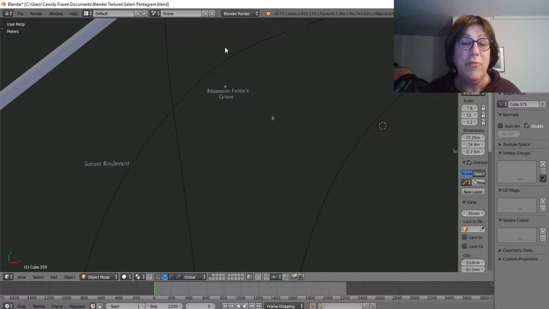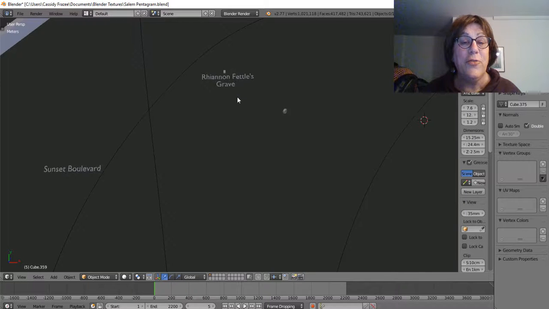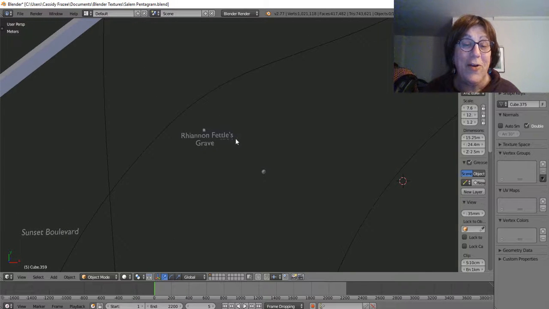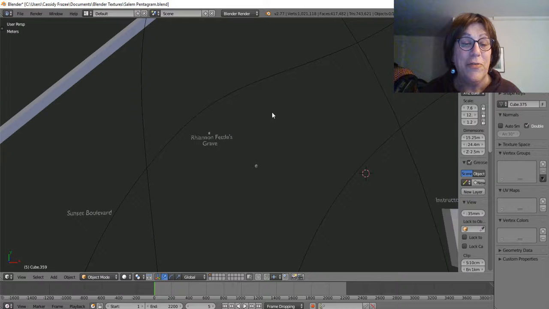And as you see, Sunset Boulevard goes right past Rhiannon Fettle's grave, more or less. There's quite a gap there. It's actually about 15 or 20 meters, probably closer to 15, so about 50 feet. But still, you pass rather close to it. And Rhiannon Fettle, one of the founders, was also the first headmistress of the school.